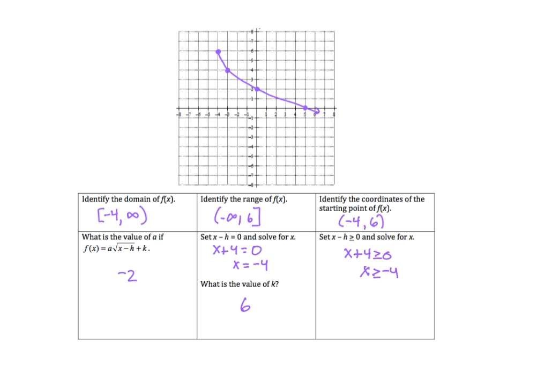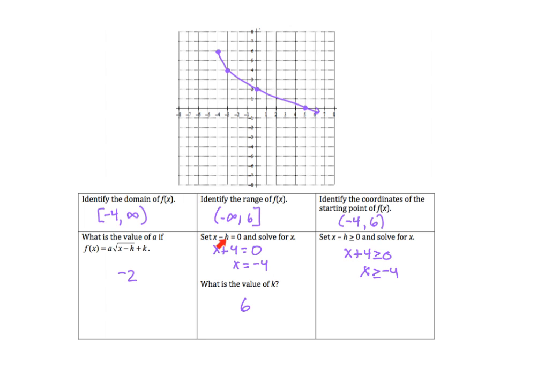Okay, here are my answers. My domain goes from -4 to positive infinity. Remember, those are all my possible values for x. My range goes from negative infinity up to 6. Those are all my possible values for y. I'm going to identify the coordinates of my starting point. That's at -4, 6. And the value of a in my function is -2.